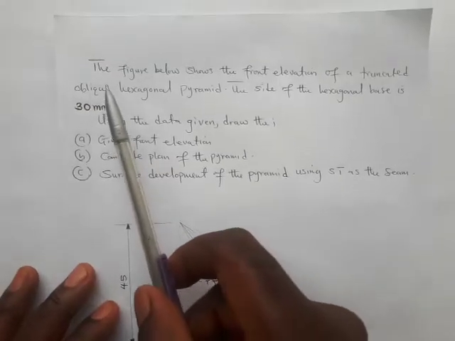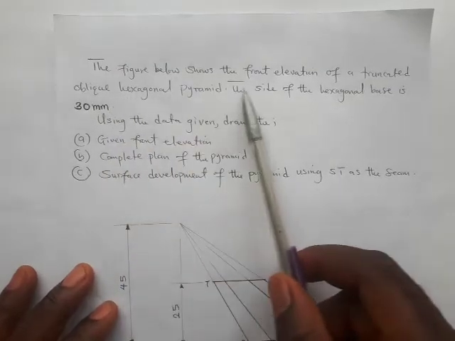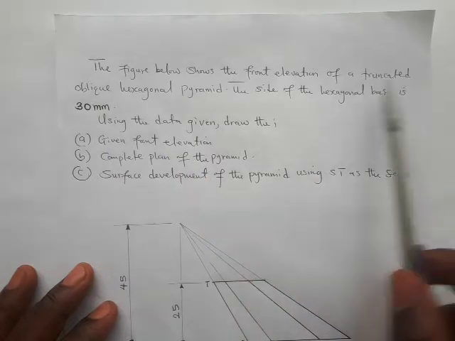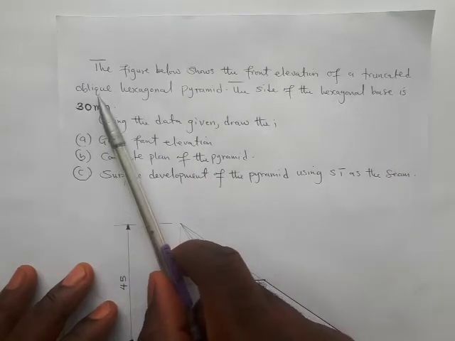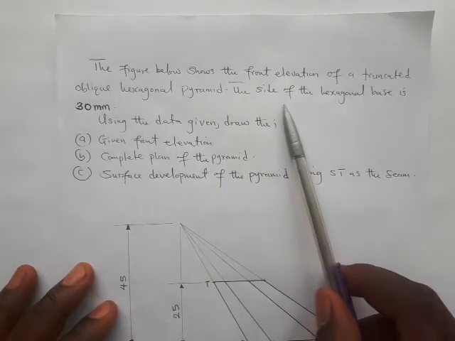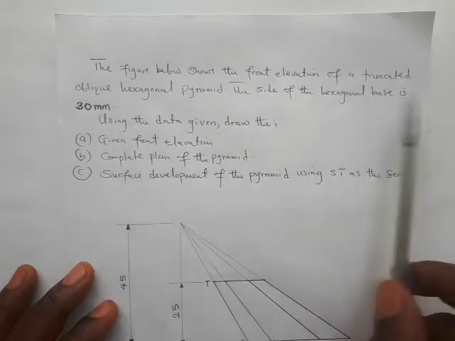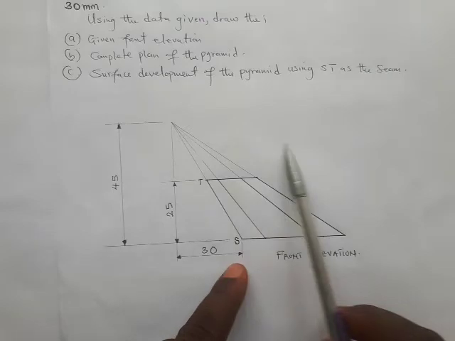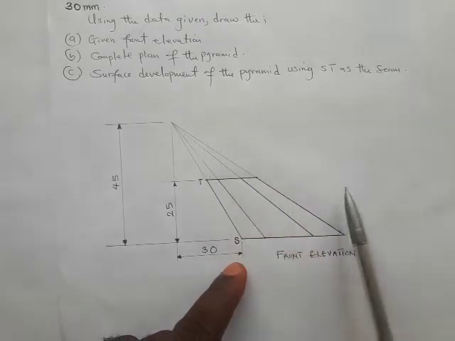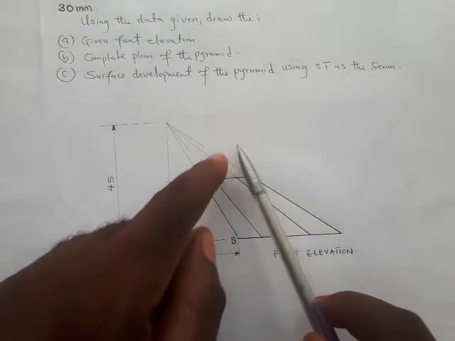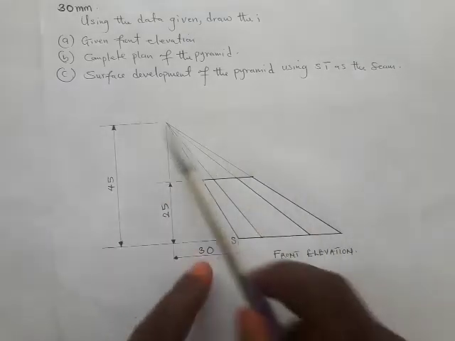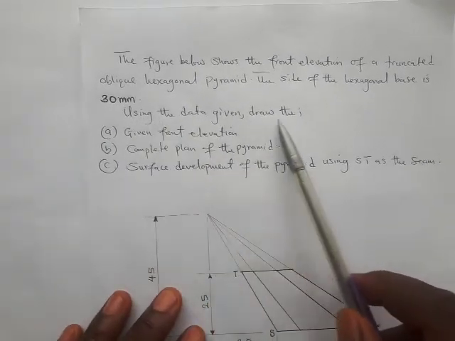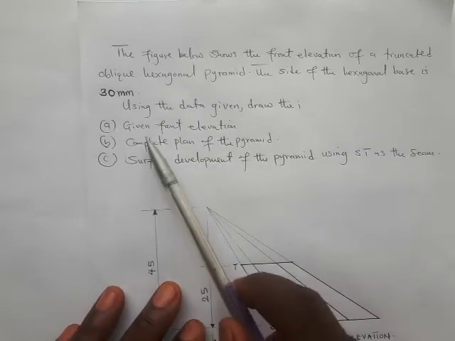So it reads, the figure below shows the front elevation of a truncated oblique, take note, oblique hexagonal pyramid. The side of the hexagonal base is 30. That is, if you have a hexagon, for example, each side of the regular hexagon is 30. That's what they meant by this 30 mm. Okay, so using the data given, draw the given front elevation.